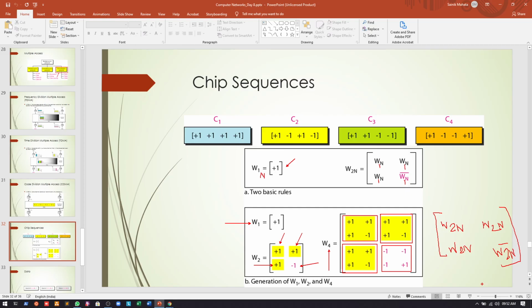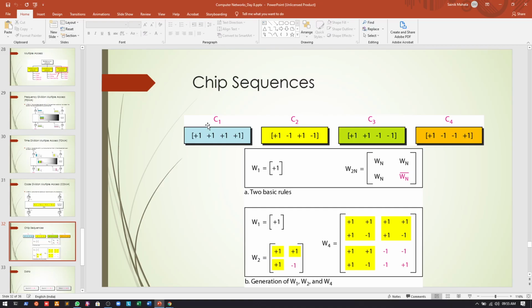Yes, sir. Okay. So now, how do we find out the codes? For the first channel, the code will be the first line of the matrix. For the second channel, the code will be the second line of the matrix. For the third channel, the third row. And for the fourth, it will be the fourth row of the matrix. So if you check for the first channel, it will be +1 +1 +1 +1.